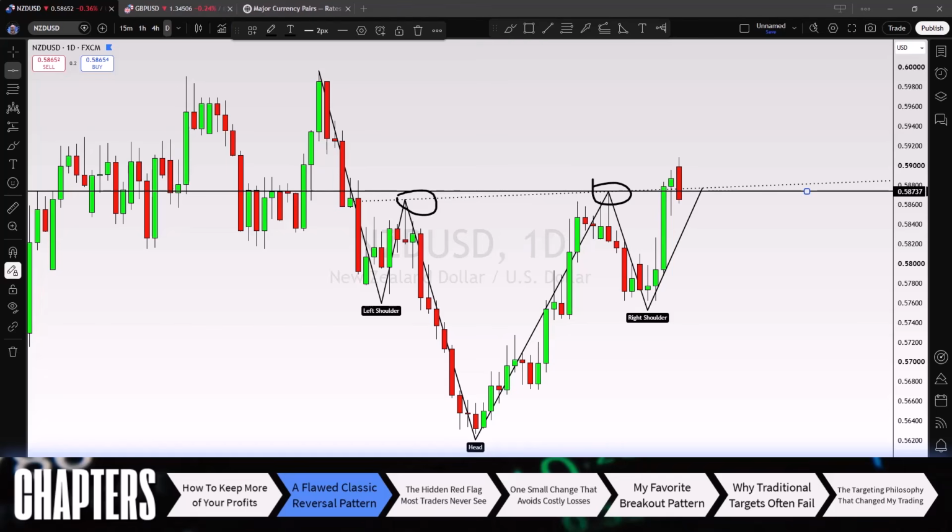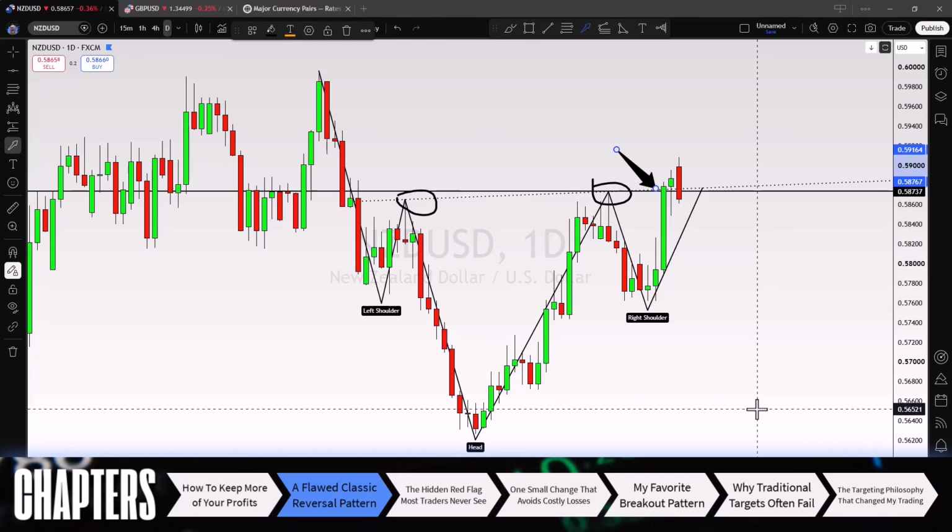Now, as far as entries go, there are different ways to enter the head and shoulders pattern. And for this particular scenario, we're going to take the approach of an aggressive trader. So a trader that wants to get involved as soon as that neckline is broken. And in this case, that means they would have been involved either right as this candle broke the neckline or after that big green candle closed. And you can see price really hasn't done much after that.